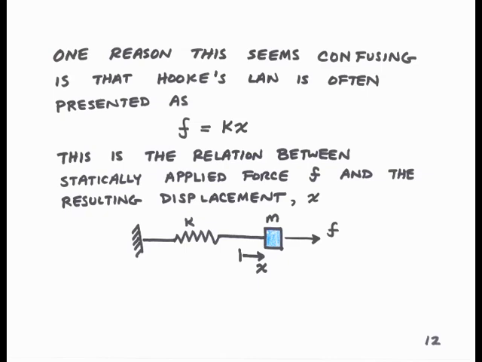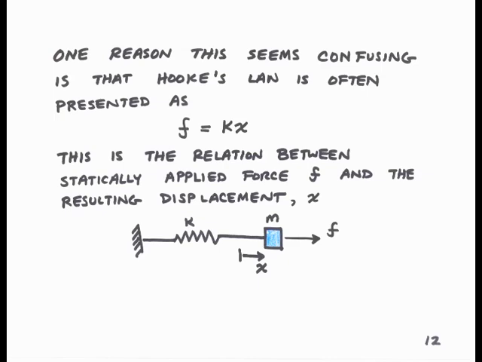One reason I think that this is confusing for students is because of Hooke's law. Hooke's law is presented as F equals kx, and in Hooke's law, F is an applied force, and x is the displacement that's resulting, the stretching of the spring, due to the applied force. When you saw F equals kx in this lecture previously, F was the restorative force, and it was responding to x, the amount of deformation there was in the spring.